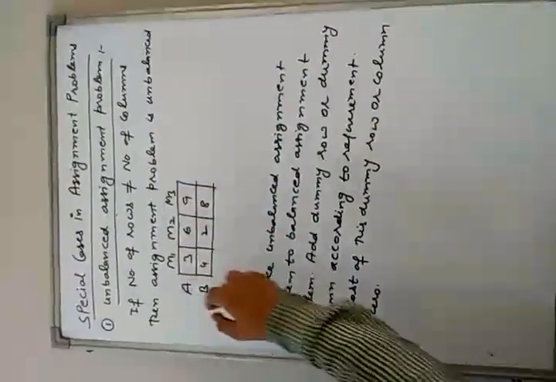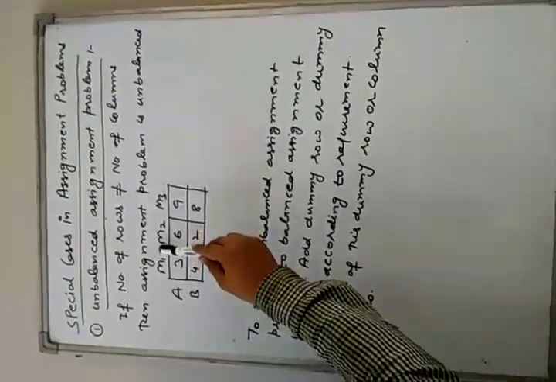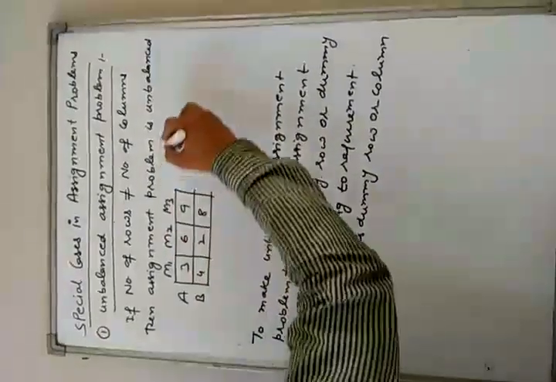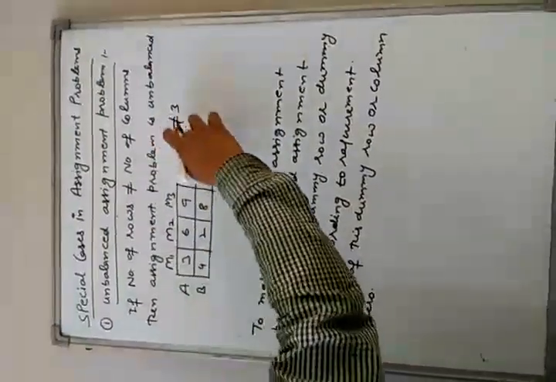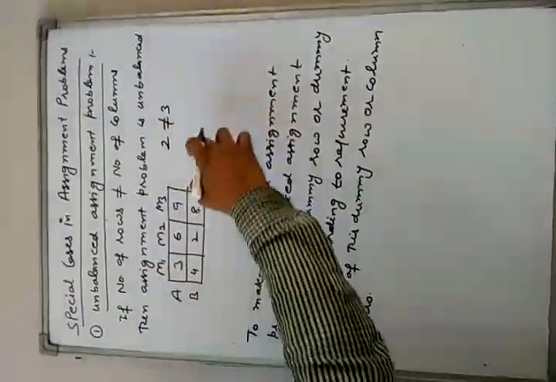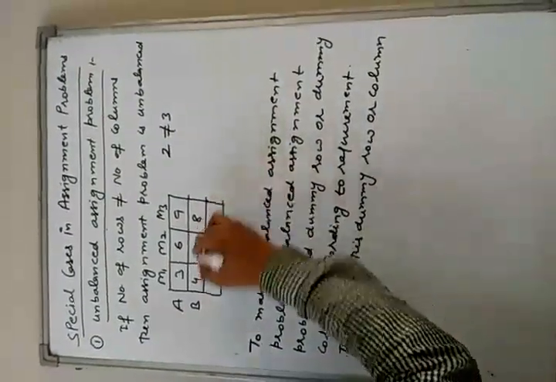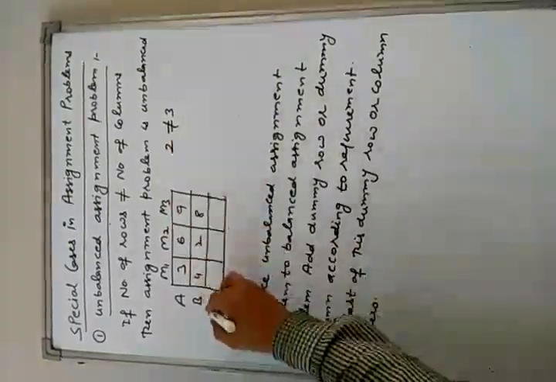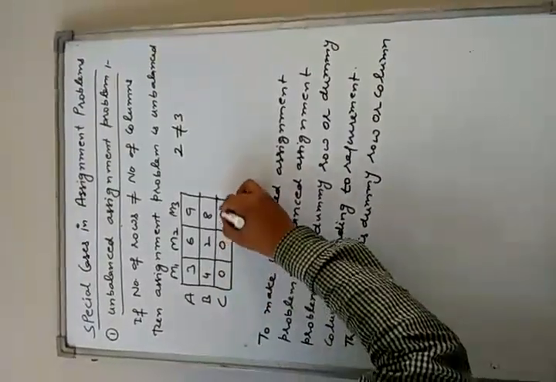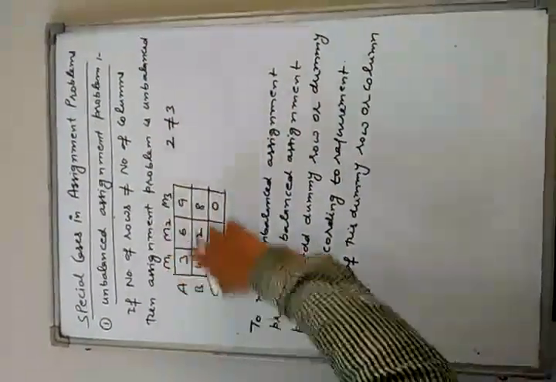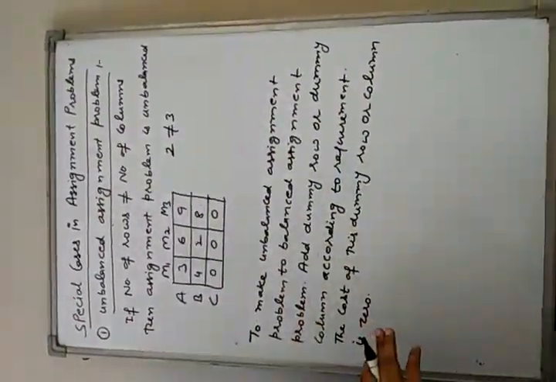And if this is the case, here A and B 2 persons, but machines are 3, M1, M2, M3, the number of rows are 2 and the number of columns are 3. As number of rows not equal to number of columns, again the assignment problem is unbalanced. To make it balanced, add a dummy row. As the number of rows are less than number of columns, add a dummy person C, and the cost for this dummy person is 0, 0, 0. Now this assignment problem is balanced one, and you can find optimal solution with the help of Hungarian method.